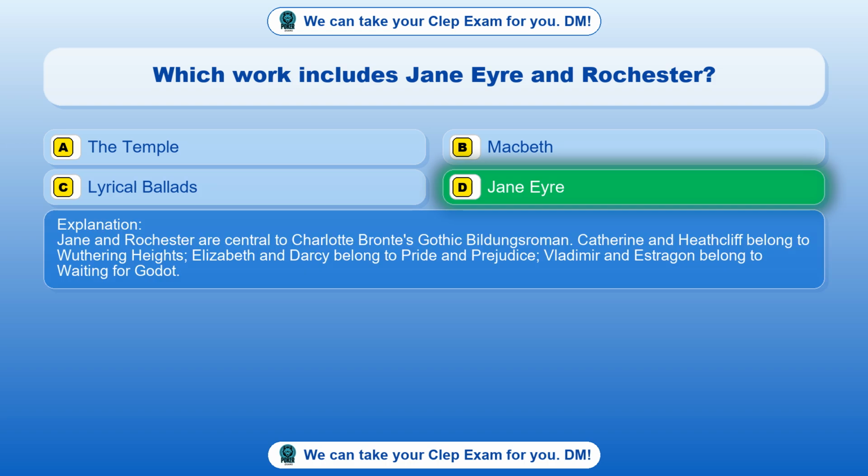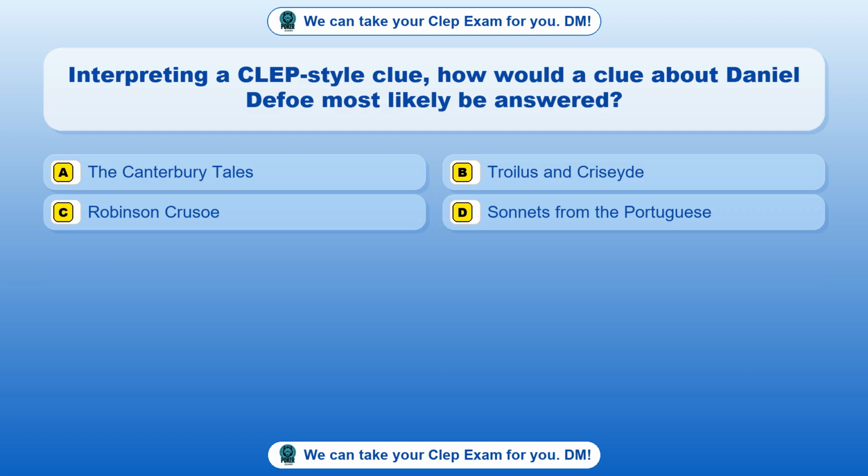Jane and Rochester are central to Charlotte Bronte's Gothic Bildungsroman. Catherine and Heathcliff belong to Wuthering Heights, Elizabeth and Darcy belong to Pride and Prejudice, Vladimir and Estragon belong to Waiting for Godot. Question 46. Interpreting a CLEP-style clue, how would a clue about Daniel Defoe most likely be answered?